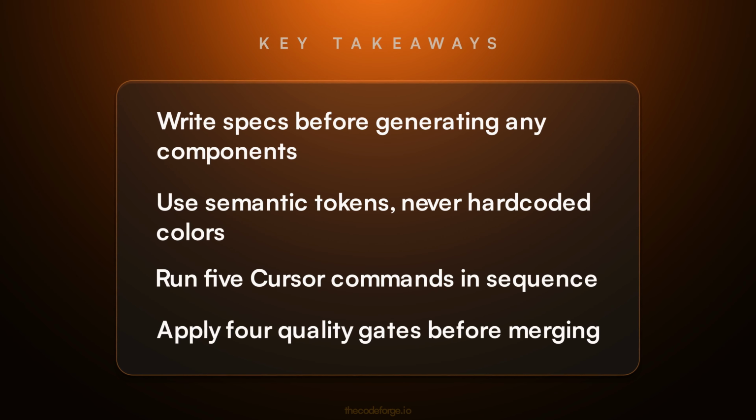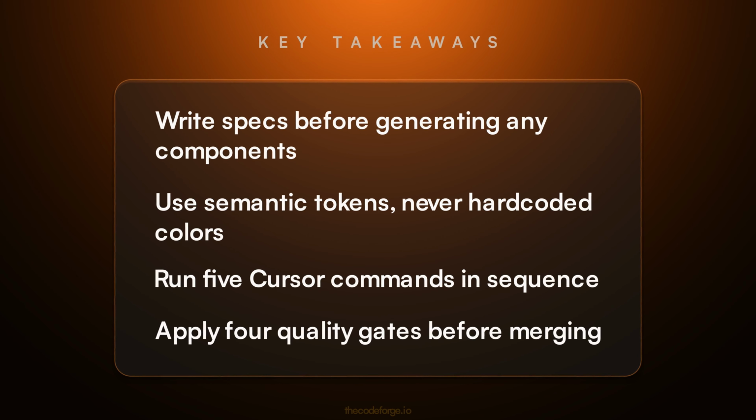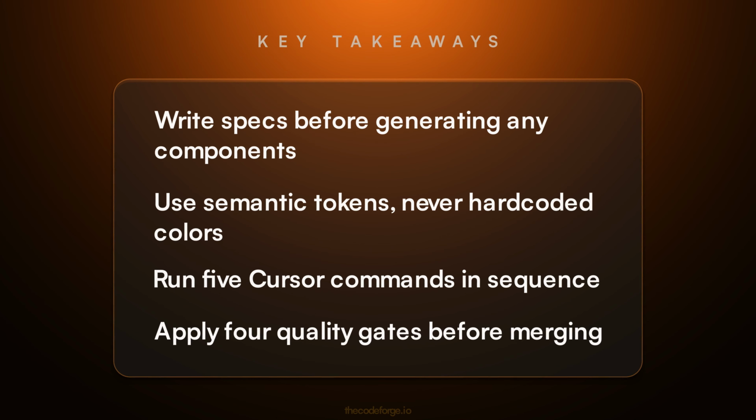Let's recap the key takeaways. Write specs before generating any components. Use semantic tokens, never hard-coded colors. Run 5 Cursor commands in sequence. Apply 4 quality gates before merging.